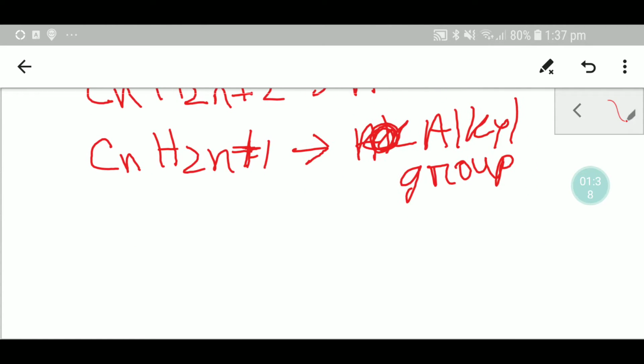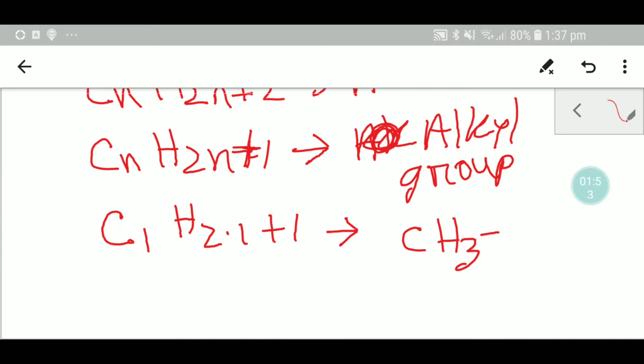So let me give you a good example of alkyl group. If you put here just 1, then you are getting here 2 times 1 plus 1. That is, you are getting here CH3 minus. This is the formula for methyl group, which is an alkyl group. So this is an alkyl group and its name is methyl.